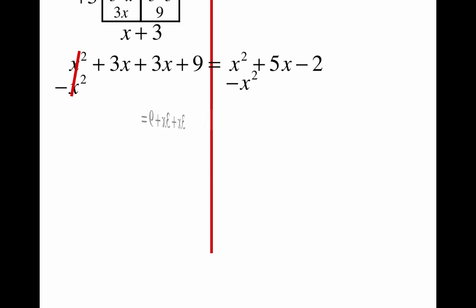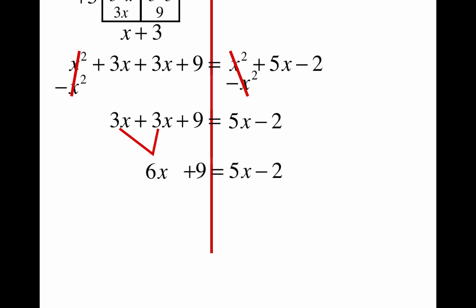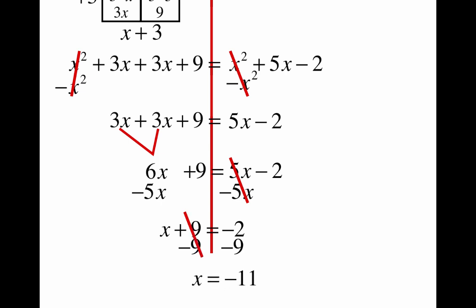That's nice. So with that gone, we still have 3x plus 9 equals, on the other side, with the x squared gone, we have 5x minus 2. Okay, what can we do next? Well, how about put the 3x's together? 3 plus 3 is 6x. So 6x plus 9 equals 5x minus 2. Okay, how about take the 5x away to the other side? 6 take away 5 is just an x. So x plus 9 equals minus 2. Move the 9 over. Yes, we're going to have an answer. Negative 2 minus 9 is negative 11. There it is. x is equal to negative 11.